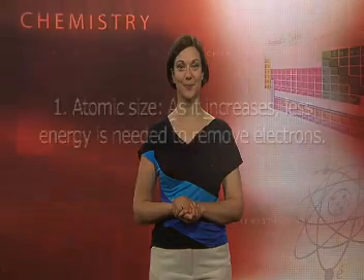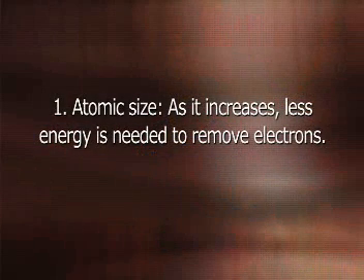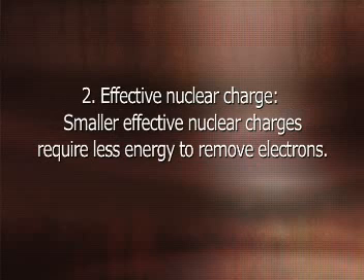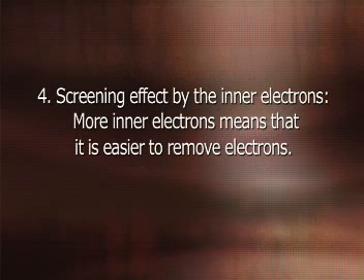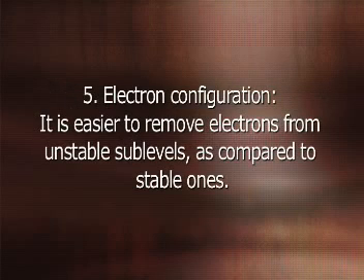Hello again, students. As atomic size increases, less energy is required to remove electrons. Smaller effective nuclear charges also require less energy to remove electrons. The closer an electron is to the nucleus, the more difficult it is to remove the electron. The more inner electrons there are in an atom, the easier it is to remove electrons. Finally, it is easier to remove electrons from unstable sublevels rather than those that are stable.